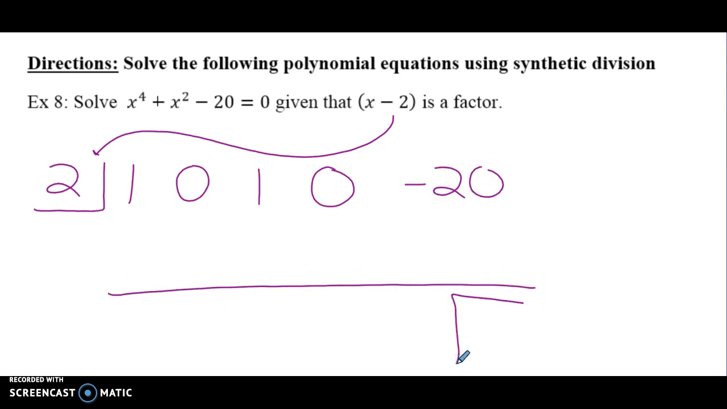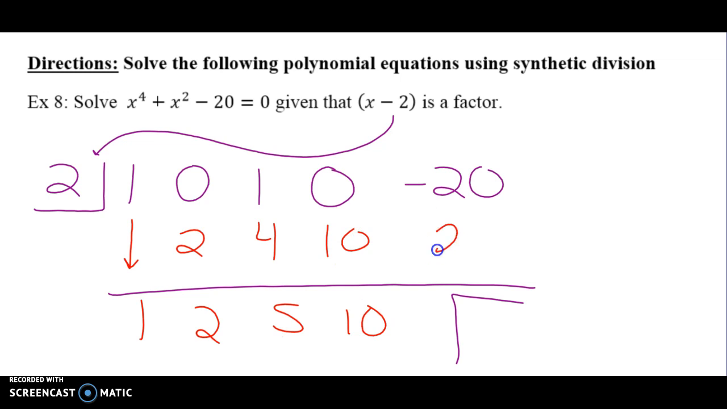It's fine. Now, what's nice about this, what's the remainder always going to be? 0. If you do this right, they're telling you it's a factor, so it should evenly divide by that factor. You should always get a remainder of 0. So if you don't, you know you did it wrong. If you do, it feels really good. So bring the first one down, multiply, add, multiply, add, multiply, add, multiply, add.